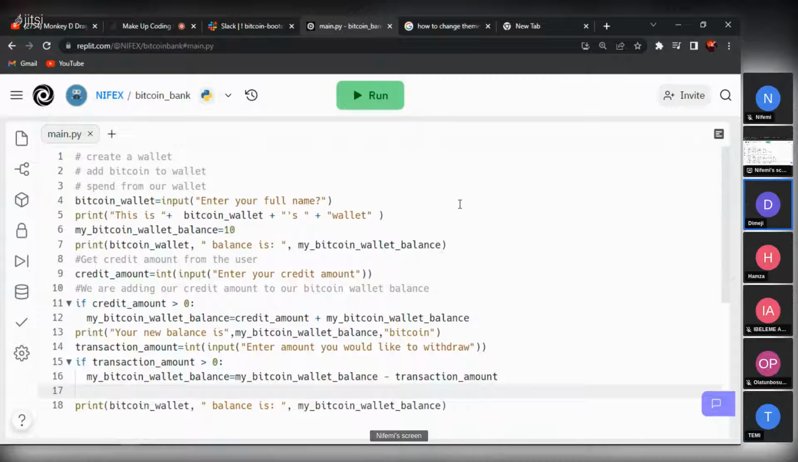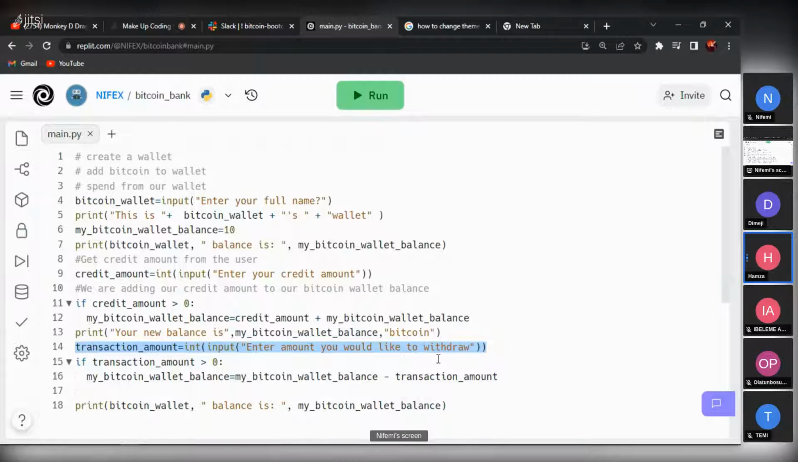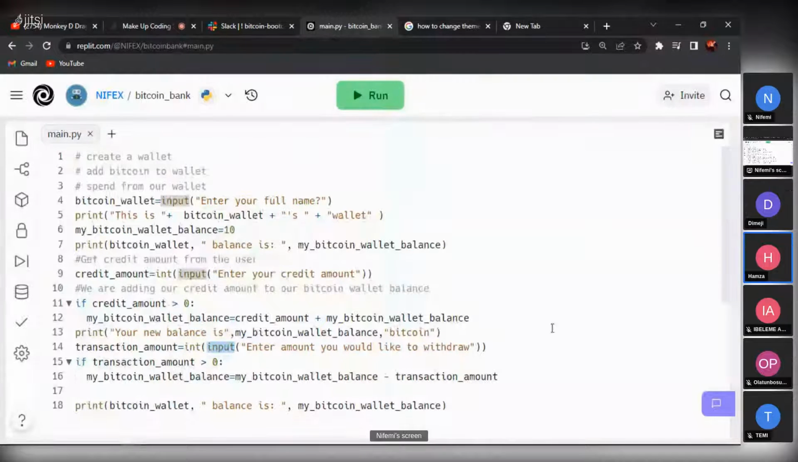All right, Hamza. Line 14 means the transaction amount is the amount you want to remove from your account. Great. So you now enter the amount you want to withdraw. So let's say you entered 50. Remember, we currently have 210. Am I correct? Yes, sir.